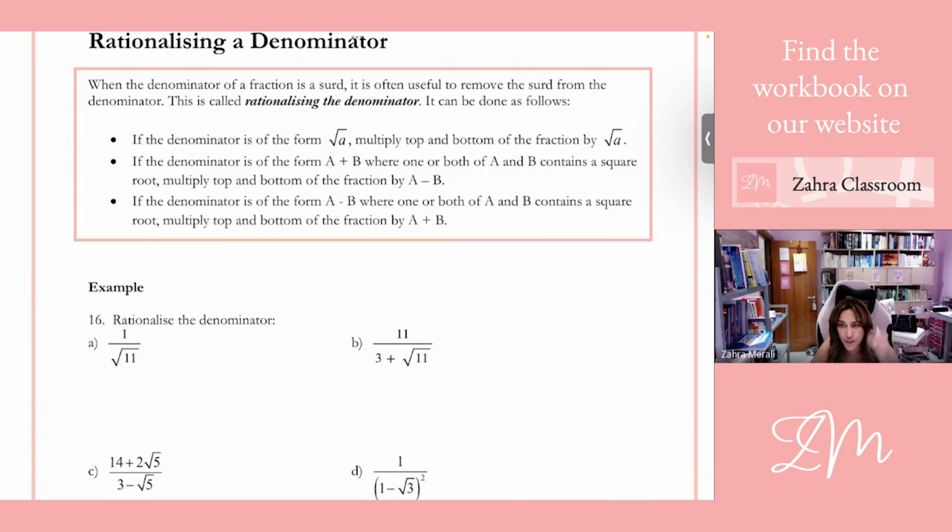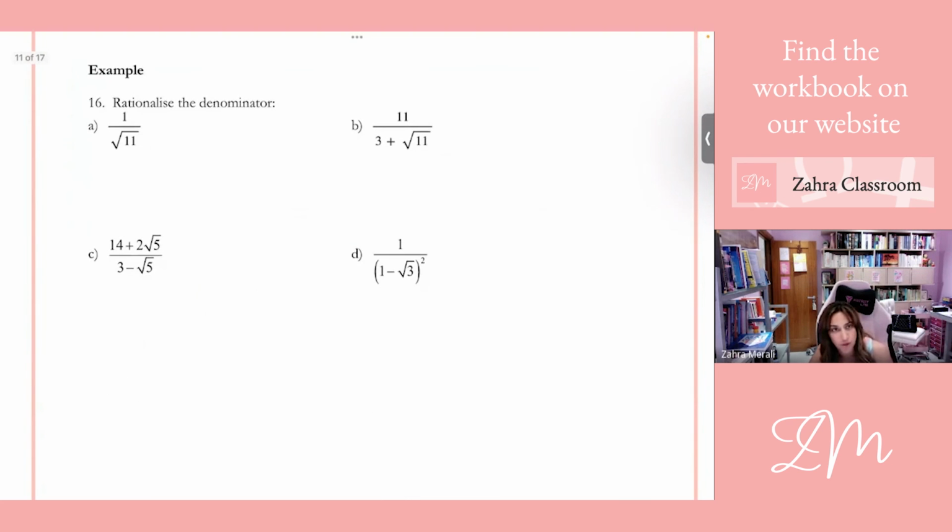Okay, so we don't want that root 11 on the bottom. What we're going to do is multiply the top and the bottom by root 11, because if we multiply it by the same thing, it's the same as multiplying by 1, which doesn't change anything.